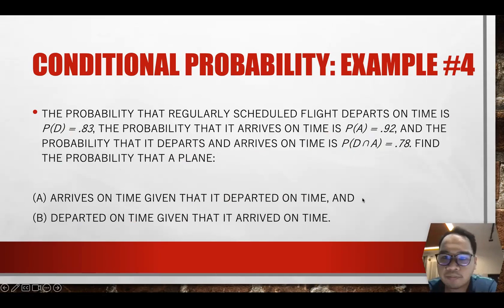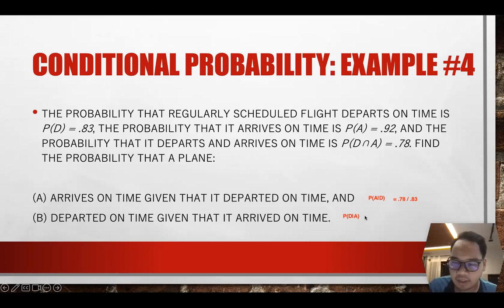So we can first get the meaning of this. For letter A, it arrives on time given it departs on time, so the given is depart. We want the probability that it arrives on time given that it departs on time, so probability of A given D. For letter B, what's the probability that it departed on time given that it arrived on time? So probability of D given A. So how do we get number 1? Find the intersection, which is 0.78. We divide that by the probability of D alone, that's 0.83. And that's our answer right there.